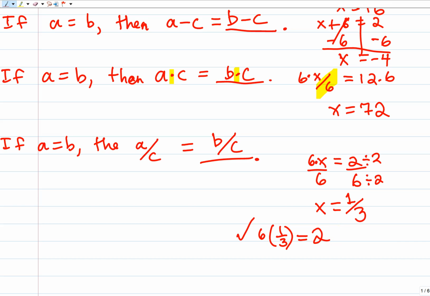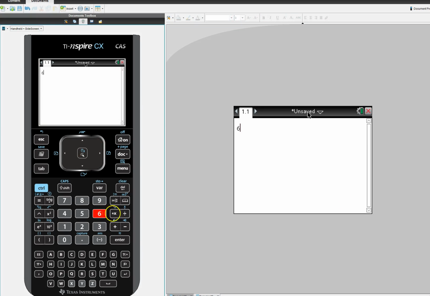And we have technology. I'm not trying to make you do all this from scratch. 6 times 1/3 is 2. Any questions, concerns on this before we continue?